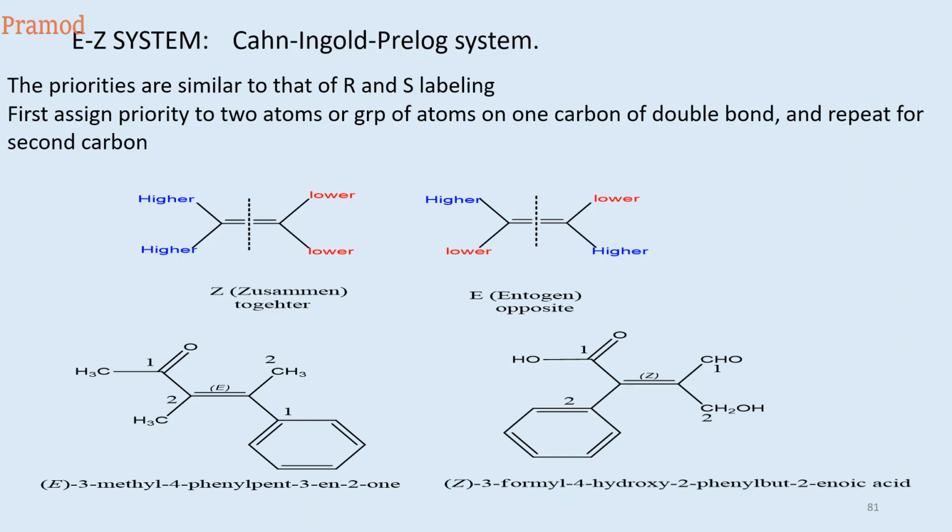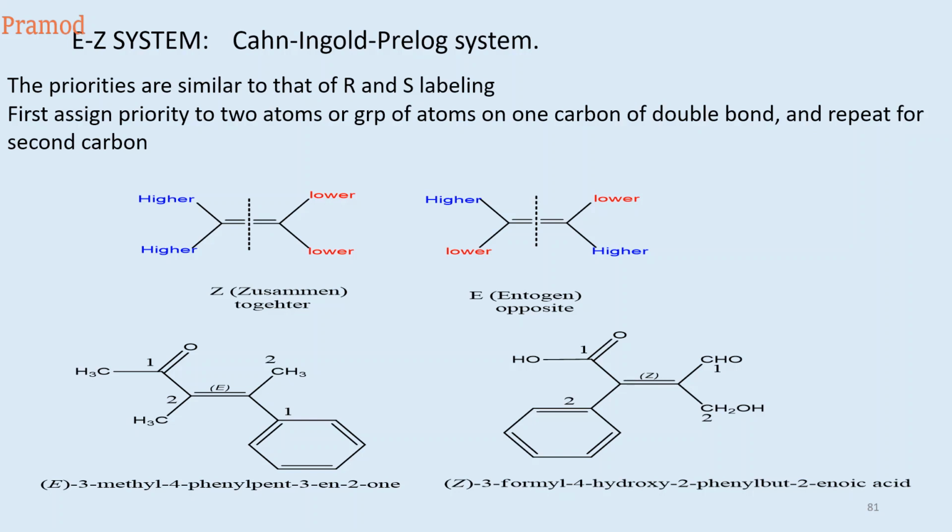And if they are on the opposite side, it is known as entgegen, that is opposite. So if the substitutions are on the opposite side, then it is said to be E configuration, and if on the same side, it is said to be Z configuration. So cis is Z and trans is E configuration. Remember this: cis, Z; E, trans.